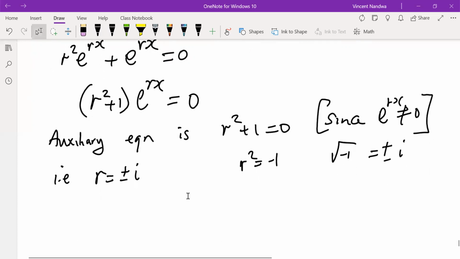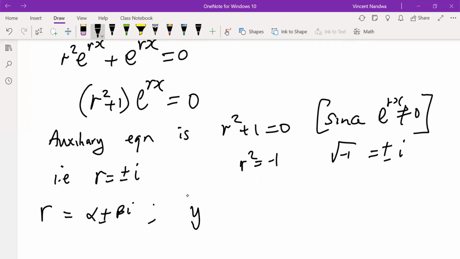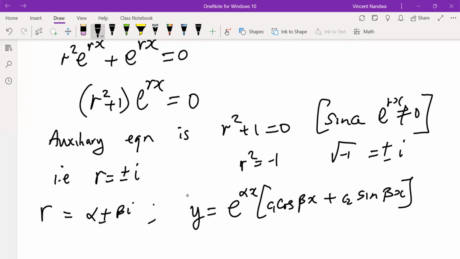So this is a case of complex roots. Remember, if you have complex roots of this form, the solution is usually e raised to power alpha x times c1 cos beta x plus c2 sin beta x. So our alpha in this case is 0, so this can be written as 0 plus or minus 1i, and beta is 1.